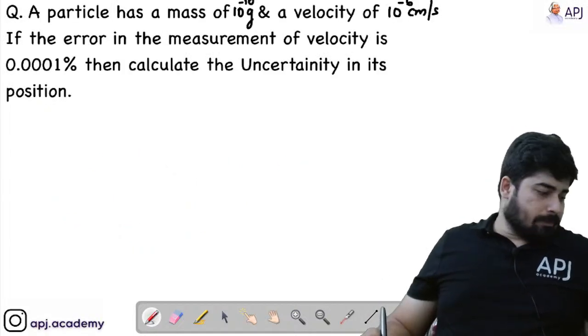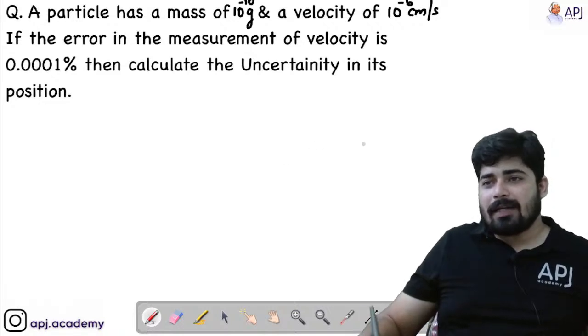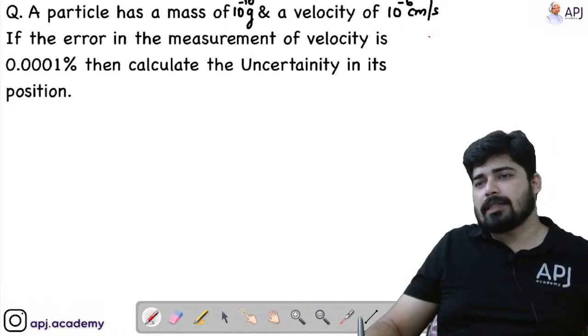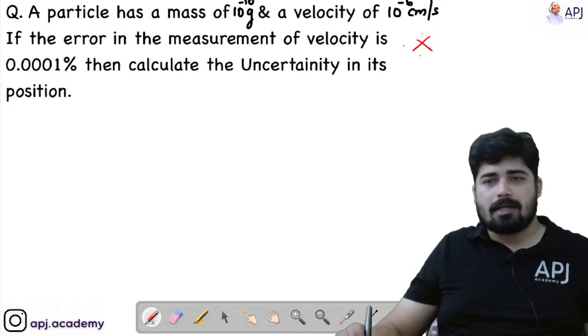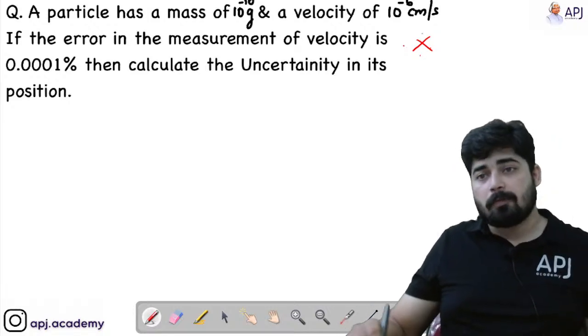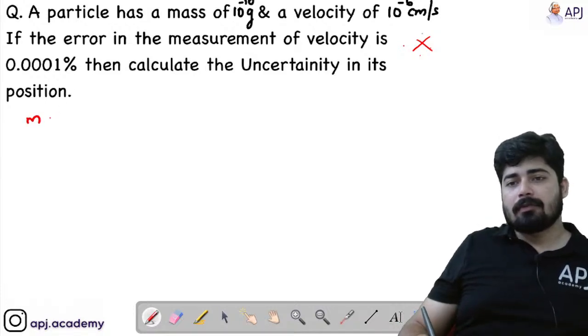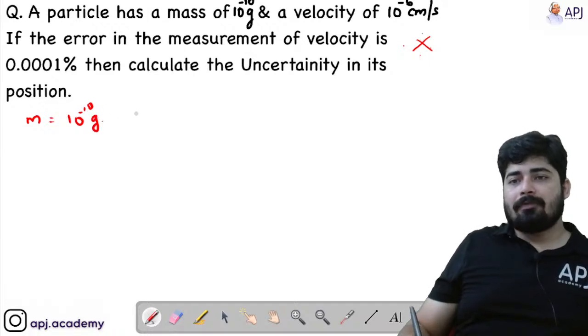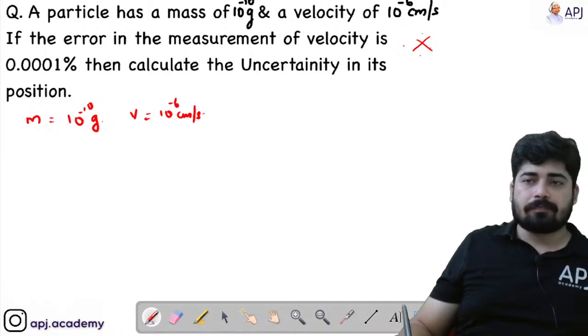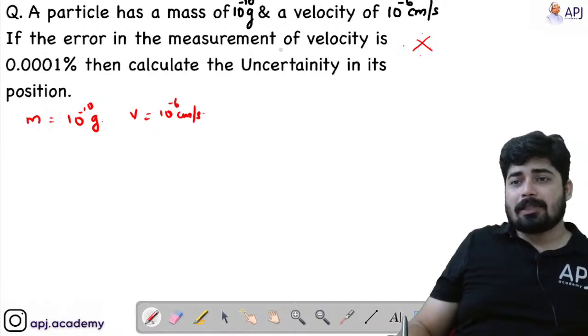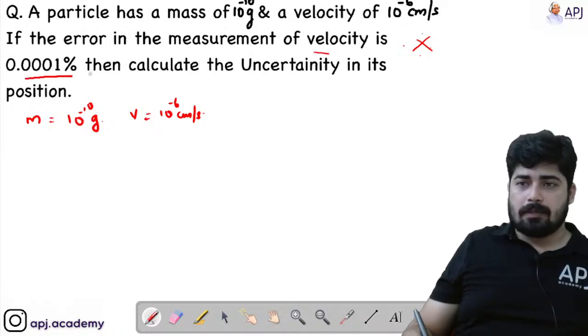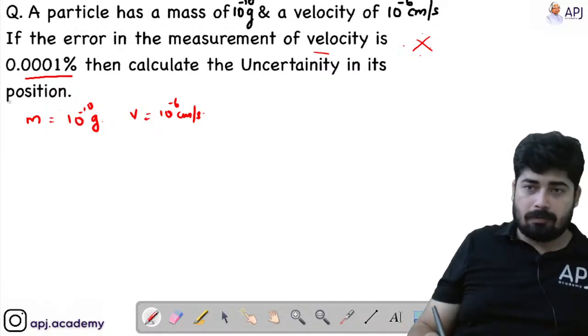So the next one. This is a very important question. These model questions have been continuously asked in JEE Mains as well as in NEET. A particle has a mass of 10^-10 gram, and velocity is given as 10^-6 centimeter per second. If the error in the measurement of velocity is 0.0001%, then calculate the uncertainty in its position.